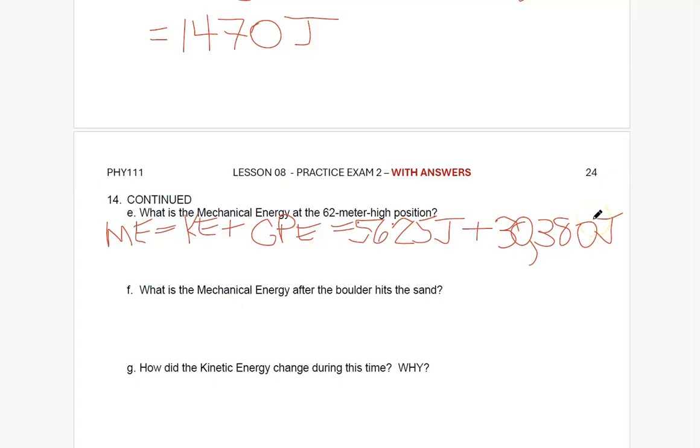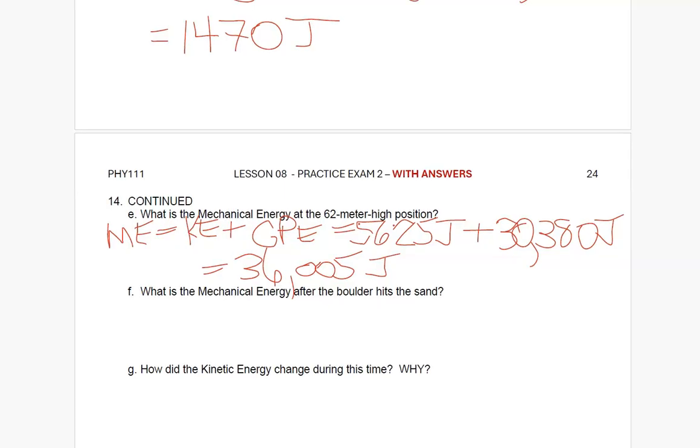And the sum of those two is 36,005 joules. That is the mechanical energy at the moment in time when the boulder is still 62 meters high, 62 meters above ground level. Part F is asking, what is the mechanical energy after the boulder hits the sand? Remember, it's hitting the sand, it's stopping at 3 meters above ground level.